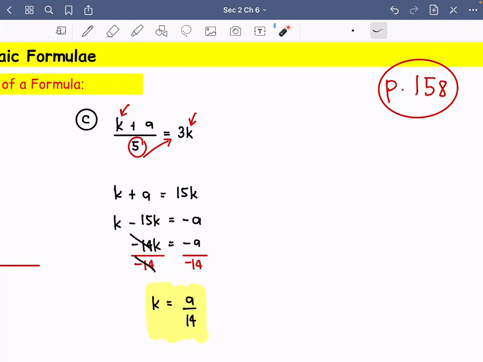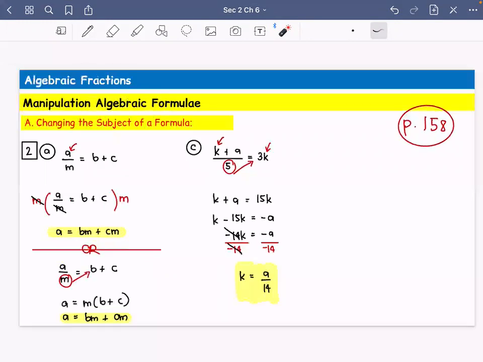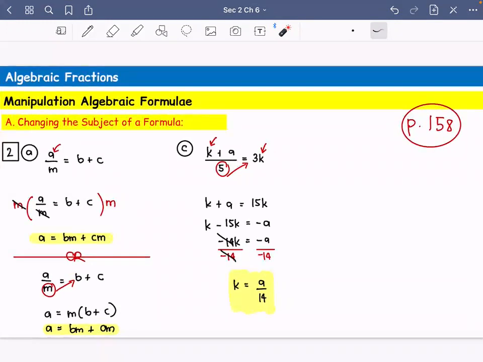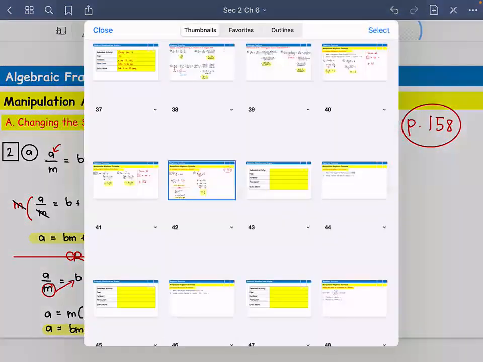All right, so let's go with number 3. Now for number 3, it's almost the same idea, but then you're not given a root. How do you get rid of roots? Square roots, cube roots. How do you get rid of those?